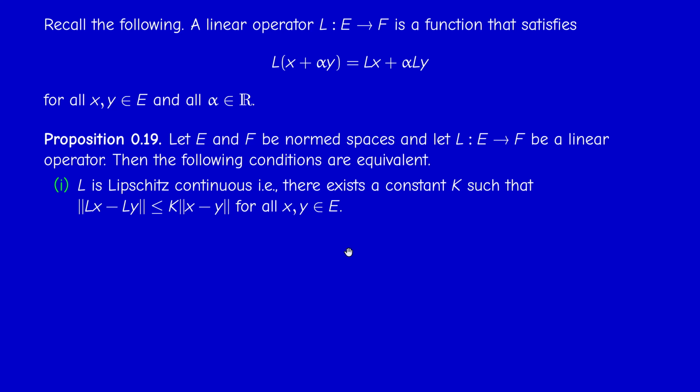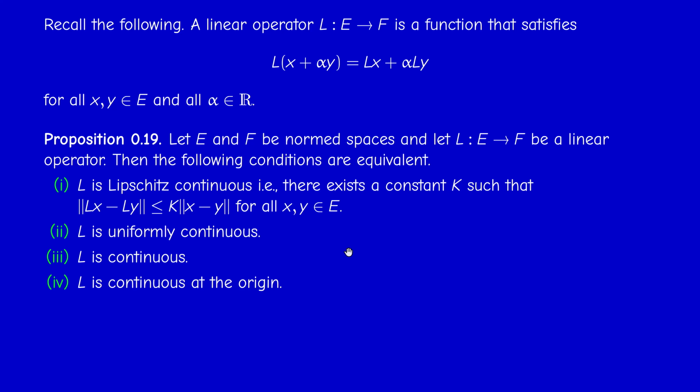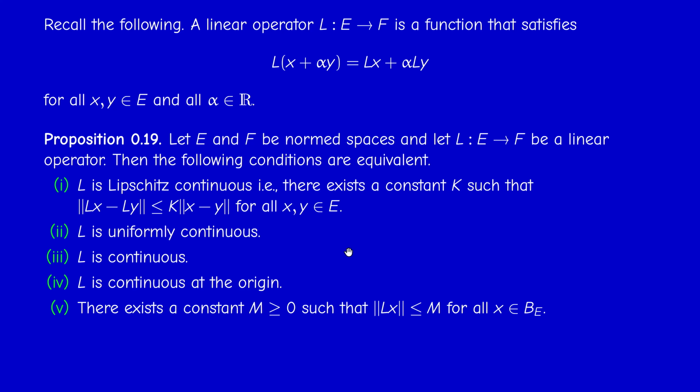So this means that L distorts distances, but in a ratio not bigger than k. This is Lipschitz continuity, and we know that Lipschitz continuity implies uniform continuity. Uniform continuity implies continuity even if L is not linear. And, if L is linear, continuity implies continuity at the origin. And the fifth condition states that L is bounded on the unit ball.